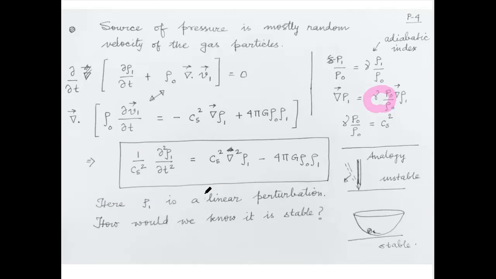Now the Cs square can also be thought of, so this is arising again from the density and the pressure perturbations. And we said that the pressure is kind of random velocities. So this Cs square can also be thought of as a kind of random velocity, the standard deviation of a random velocity square, so kind of RMS velocity square. That we'll come back to later. Now, this is the equation for rho 1. And we are asking the question here, is rho 1 stable?